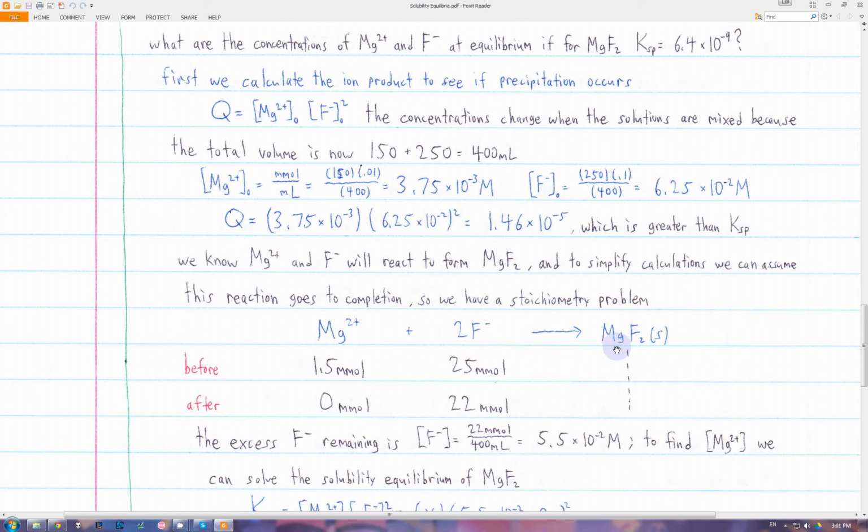So at equilibrium, there will be mostly magnesium fluoride as a solid instead of in the ions. So we know after all this is done, there will be very little of these ions left in the solution. So to simplify the calculation, we just assume that this reaction goes to completion.